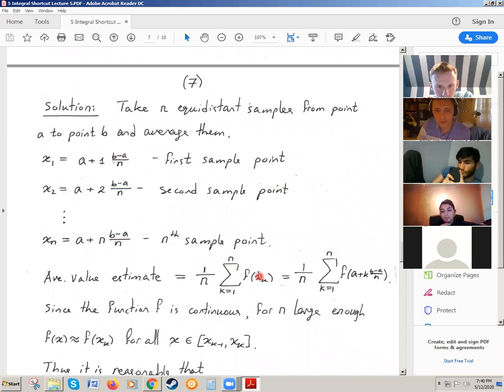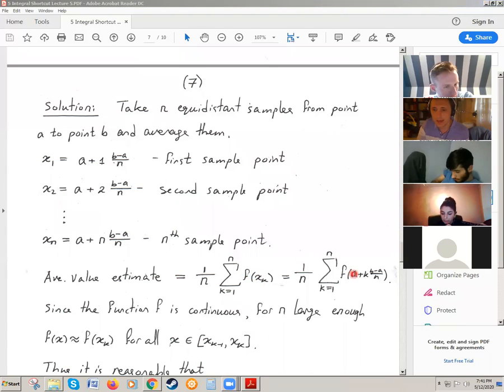Good. So we have this and we divide by n. And how do I obtain the xk? I already mentioned, right? The summation is a plus k(b minus a)/n. This is the point at which the sample is taken. Yes. And you look at this expression.